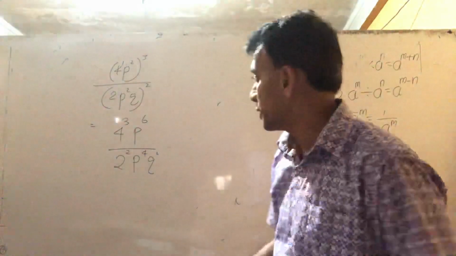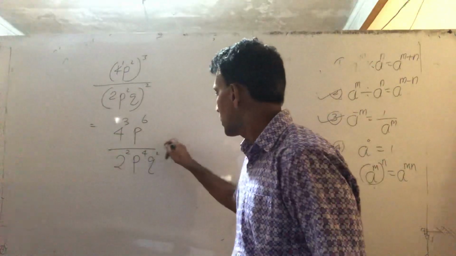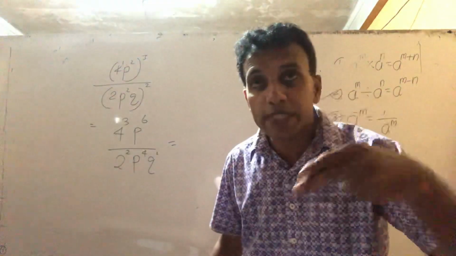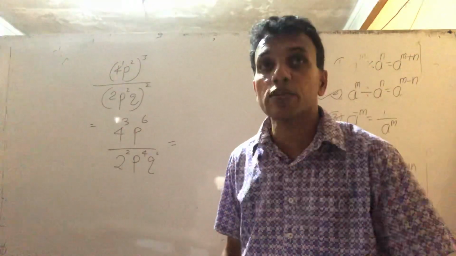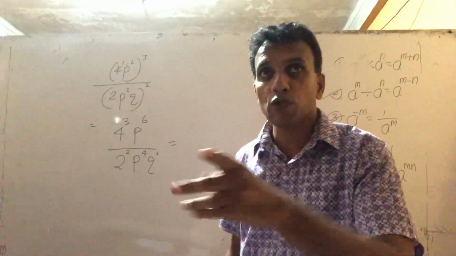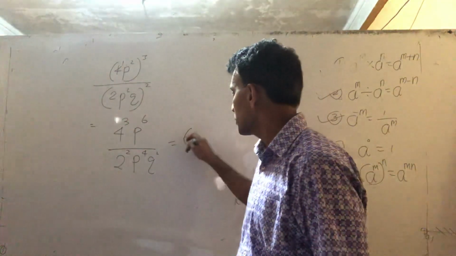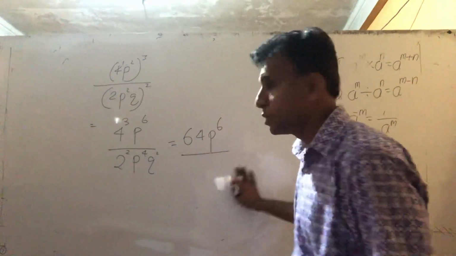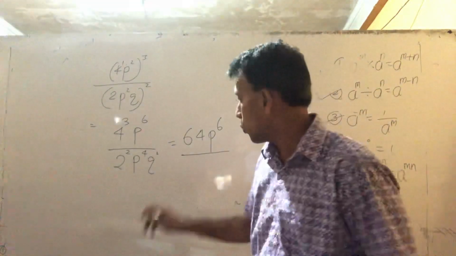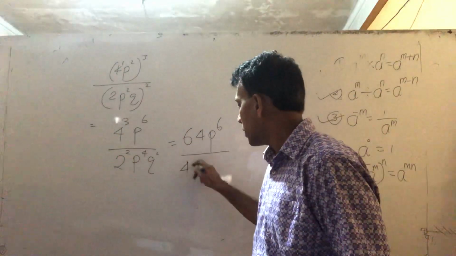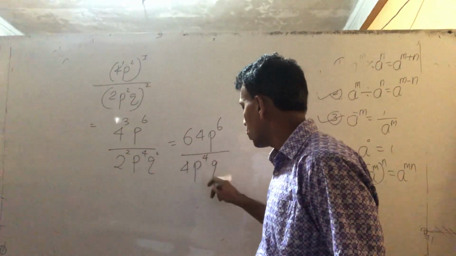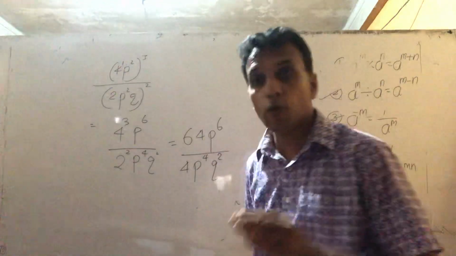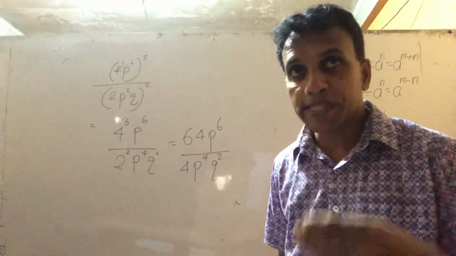So then what happened? Complete 4 to the power 3 means multiply 4 three times. 4 into 4 into 4, check that. 64. p power 6 over 2 squared, 4, p power 4 q squared. This is an important question. Keep in touch. Repeat it. This is important.